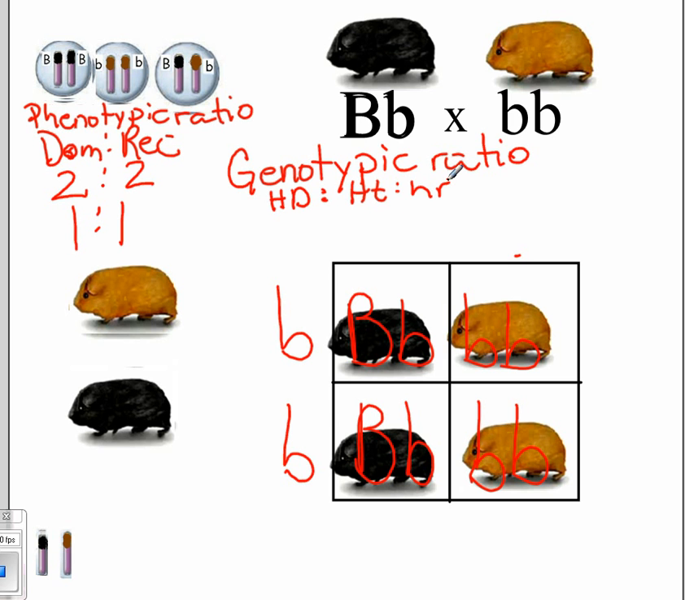So let's count and see. And I want you to be able to remember this order. Homozygous dominant on one side, homozygous recessive on the other side, heterozygous in the center. How many homozygous dominant do we have? Yep. How many heterozygous do we have? Yep. How many homozygous recessive? So that ratio would be 0 to 2.